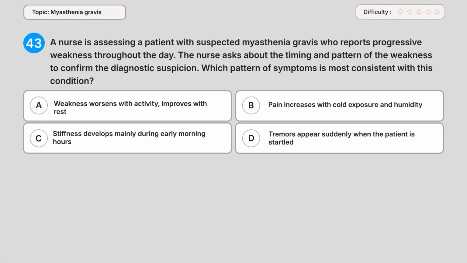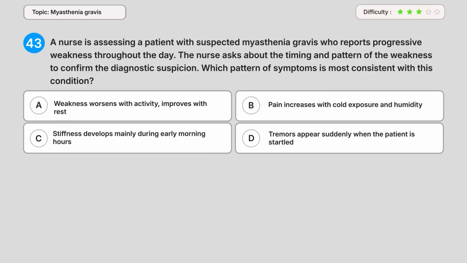Question 43. A nurse is assessing a patient with suspected myasthenia gravis who reports progressive weakness throughout the day. The nurse asks about the timing and pattern of the weakness to confirm the diagnostic suspicion. Which pattern of symptoms is most consistent with this condition?